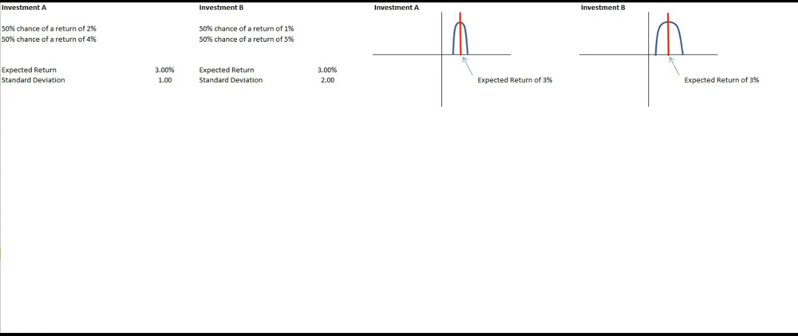If you want to look at it graphically, they both have the same expected return of 3%, but the outcomes for A are grouped more tightly than the outcomes for B, so we say there's less risk.